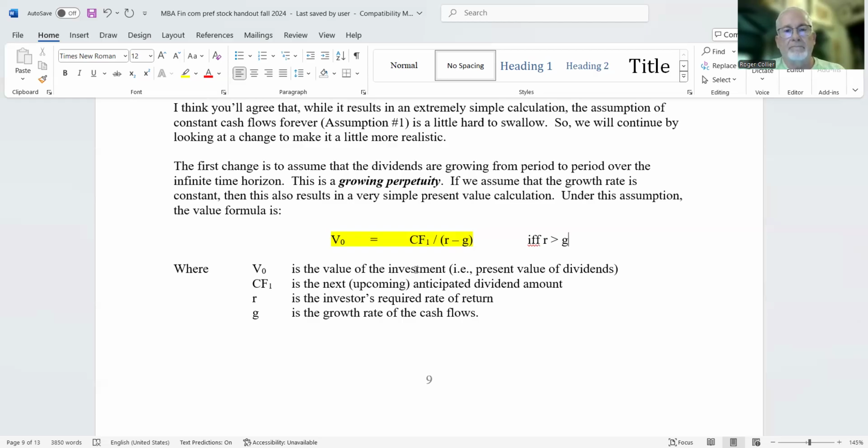Okay? And what about the G? Right? Constant perpetuity, sorry, cash flow over R. What happened to the G? Well, in the constant perpetuity, what's the growth rate? Well, they're not growing, so the growth rate is 0. So the formula is R minus 0.